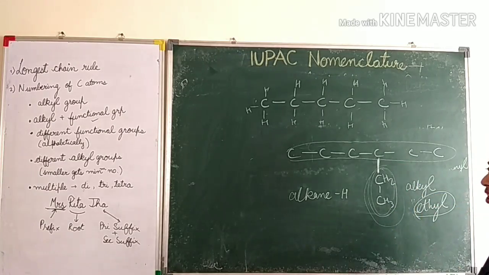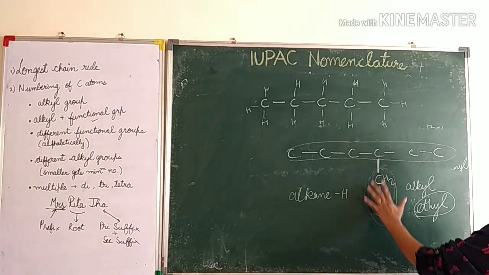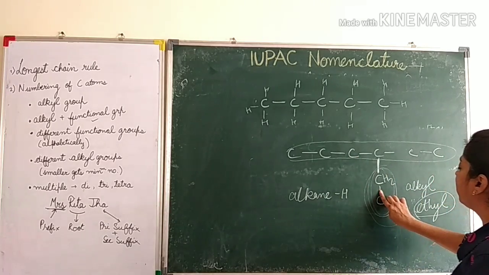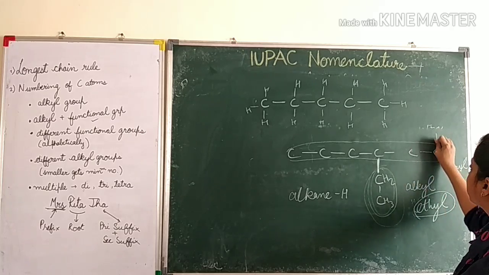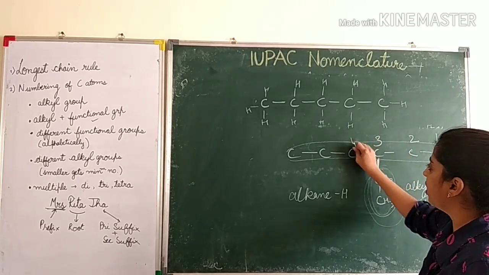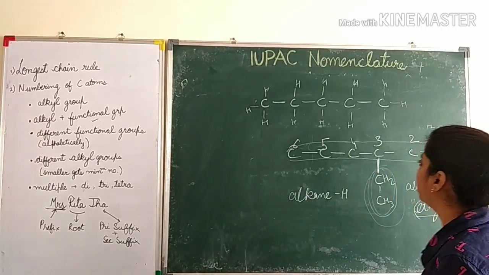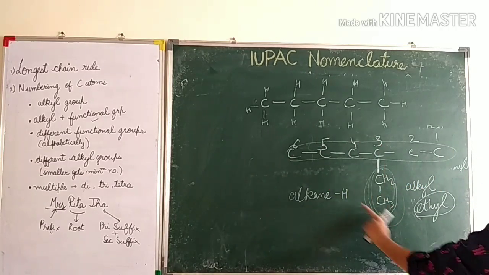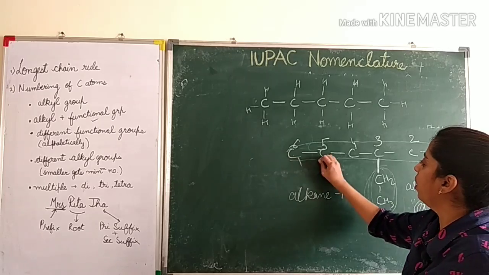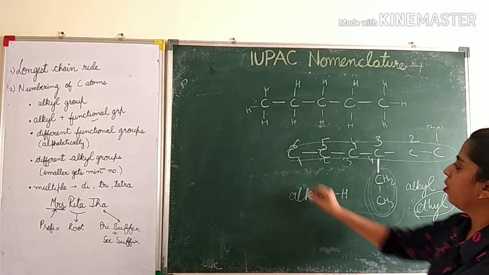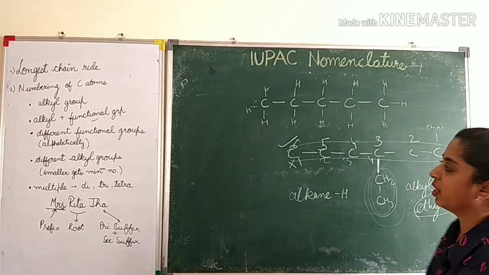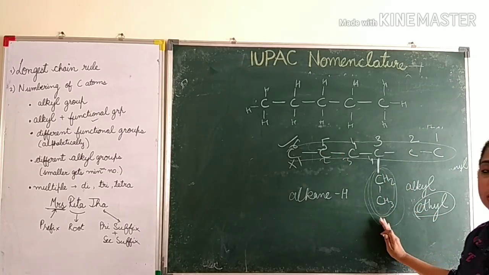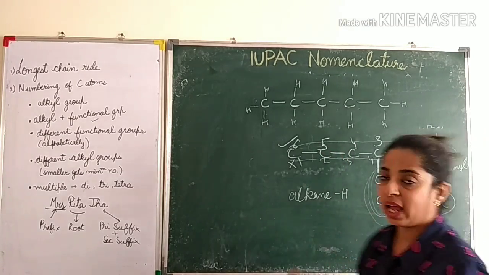So whenever there is an alkyl group in the structure, you will try to give it the minimum possible number. For example, first you will name your longest chain. First you will number your longest chain like this. So if I start numbering from here, this will get number 3. But if I start numbering from here 1 2 3 4, it is getting number 4. So this numbering is wrong and this numbering is correct. The first numbering was correct. So we will try to give the lowest possible number to the alkyl group.